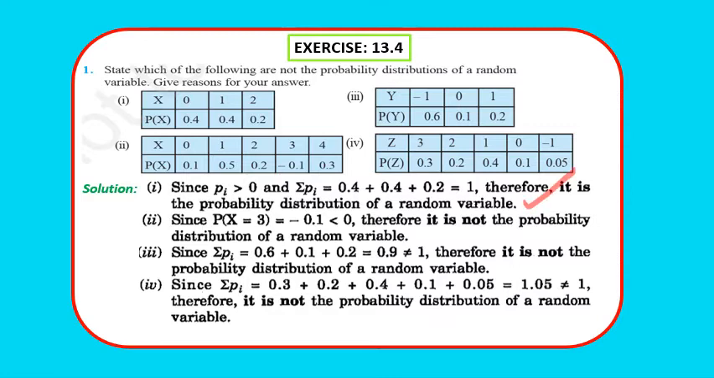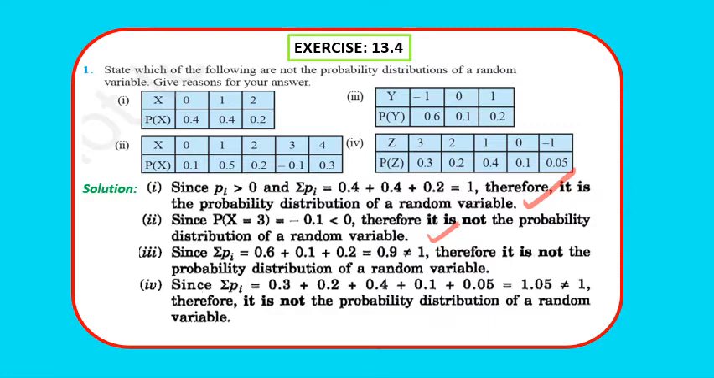it will be a probability distribution of a random variable. Second one, you can see that x equals 0, 1, 2, 3, 4 and P(x) is 0.1, 0.5, 0.2, minus 0.1 and 0.3. So you can see that for x equals 3, the value of p is minus 0.1, which is less than 0. Therefore, it will not be the probability distribution of a random variable.